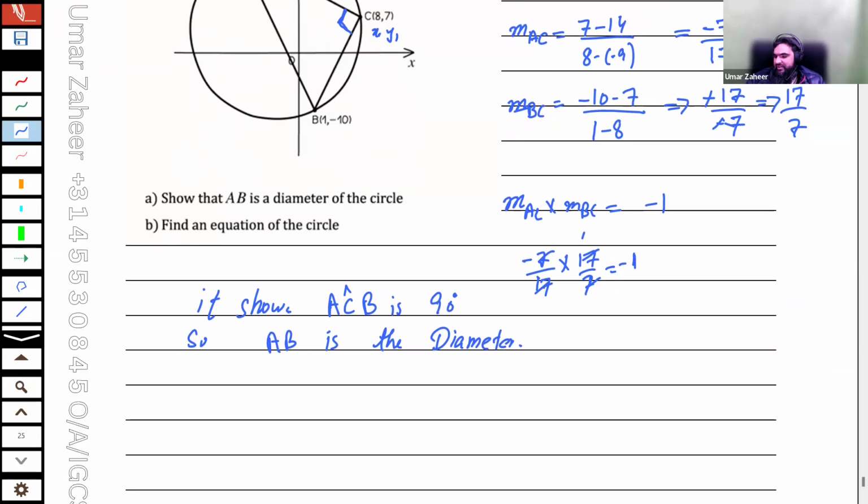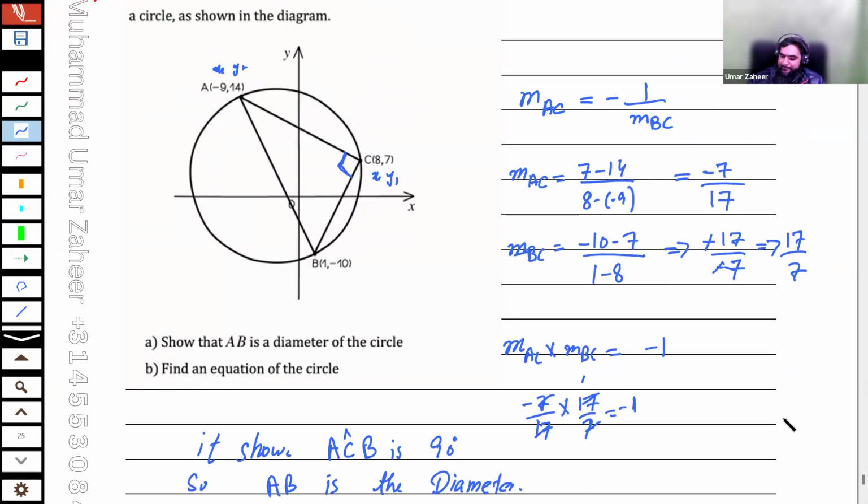Next, he says that you have to find the equation of a circle. So we need the center and we need a radius. First we have to find the center, because AB is the diameter, so its midpoint will be the center. The midpoint of AB must be the center of the circle.